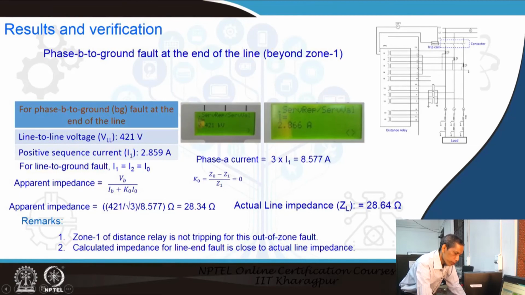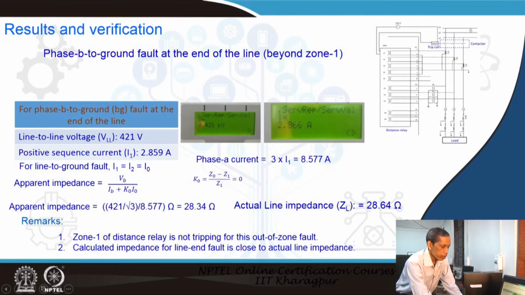So, if we compare here, the apparent impedance seen by the relay is 28.34 versus the actual one, 28.64. Thus the relay computes the apparent impedance pretty correctly and it takes no trip decision for zone 1, and that is also correct. So, overall we see that the relay performs correctly for this situation also.